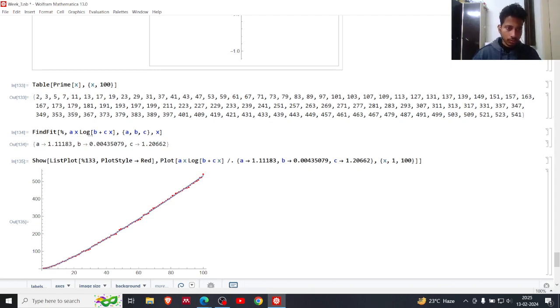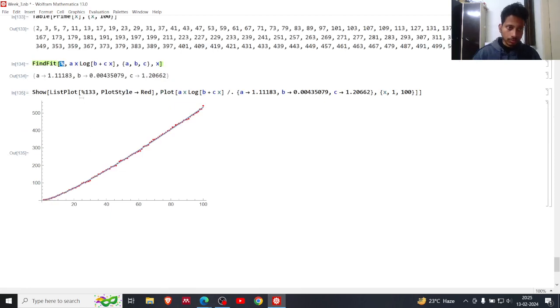So this is a x log b plus c x. There are three fitting parameters a, b and c, and after using FindFit, this percentage denotes the line before this command. So here it is input line 134, so this percentage refers to output line 133. Okay, now after fitting we get a is 1.11183, b is 0.00435079, and c is 1.20662.